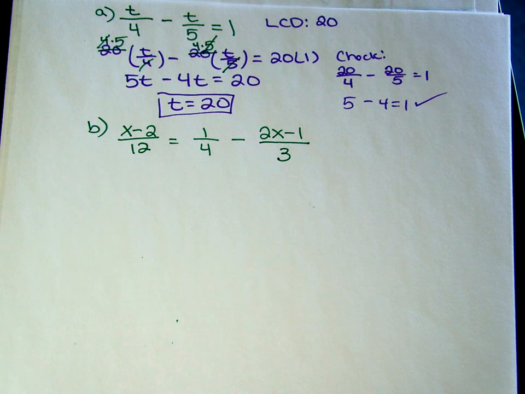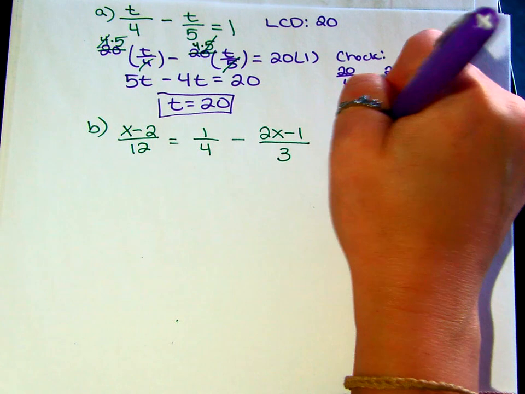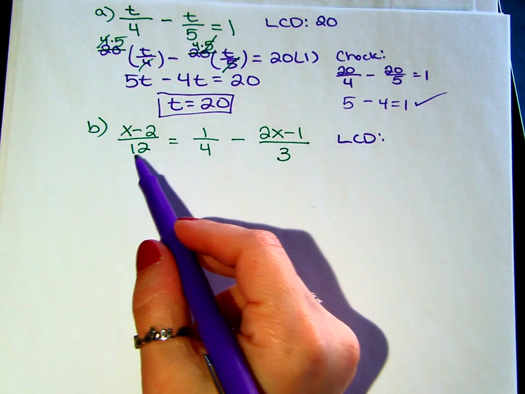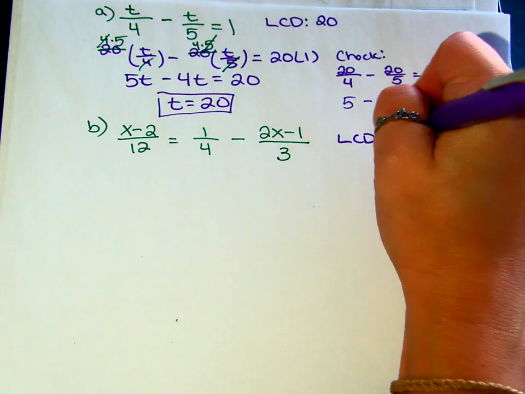This one's slightly more complicated than the first, as they will continue to get, because our numerators get a little bit more complicated, but our denominators are still single numbers. So I need to find a least common denominator between 12, 4, and 3. Yeah, 12 is the least common, because 4 times 3 would give me 12, 3 times 4 would give me 12, 12 times 1 would give me 12. So 12 is my least common denominator.